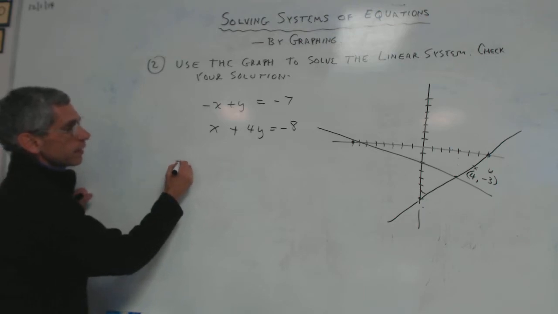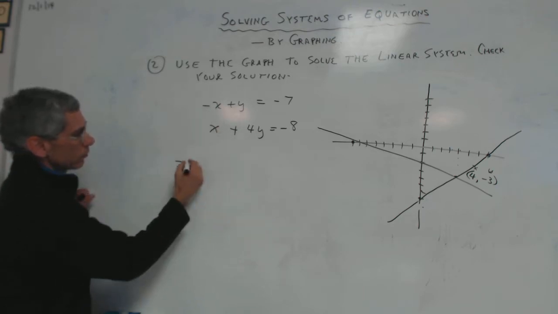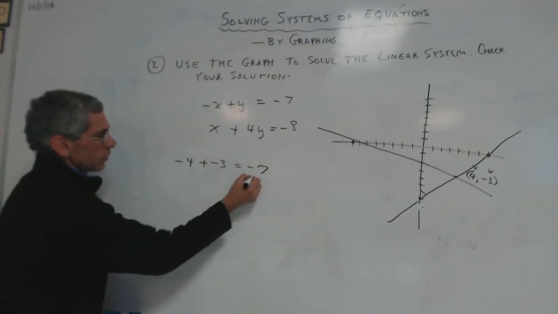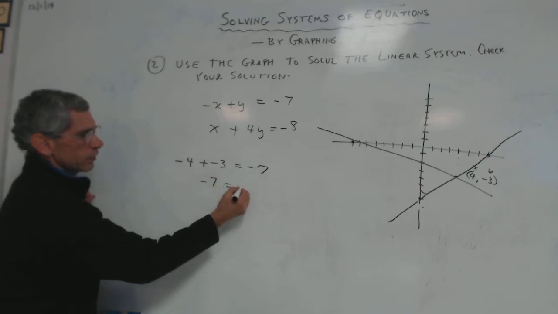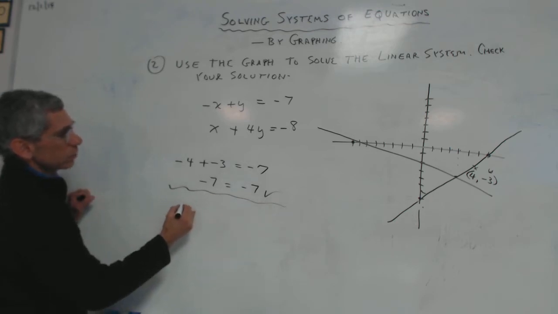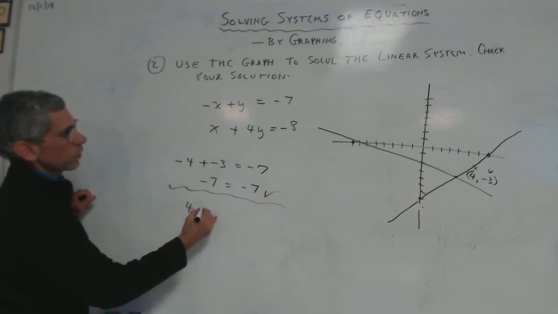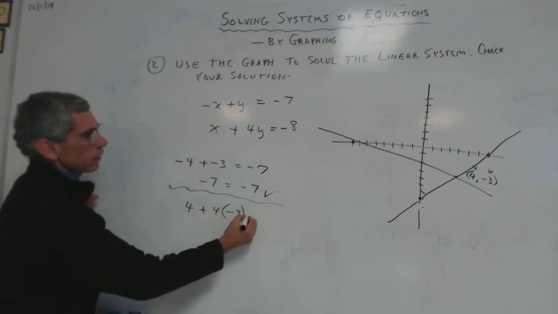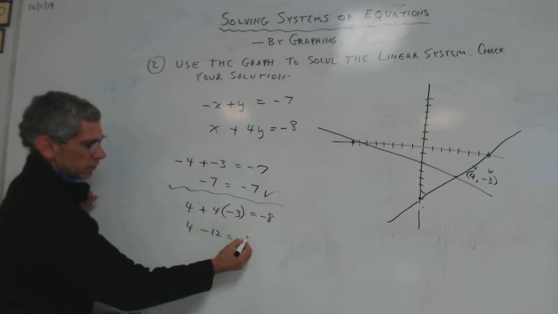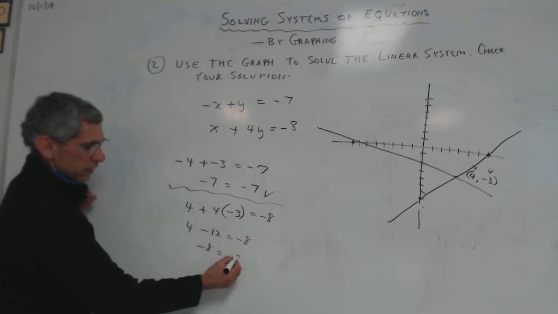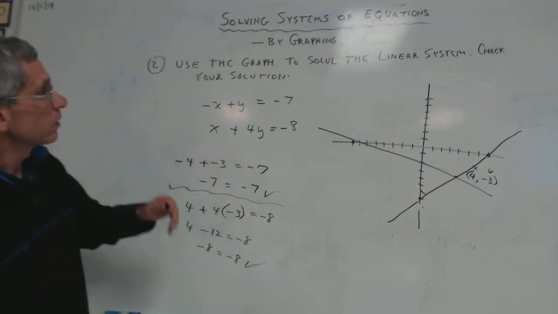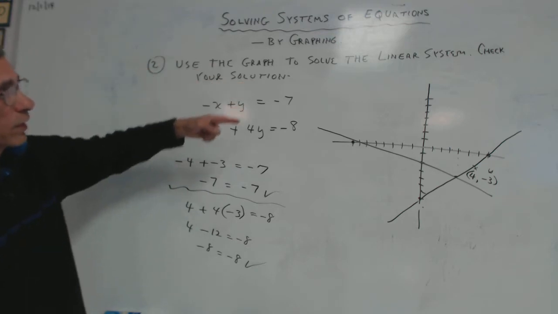So we got negative x. X is 4 plus negative 3 is equal to negative 7. So negative 4 and negative 3 is negative 7, equal to negative 7. That's true. All right, so it works for the first one. Let's try this one. X is 4 plus 4 times negative 3 is equal to negative 8. So 4 minus 12 is equal to negative 8. Negative 8 is equal to negative 8. That checks. Right?